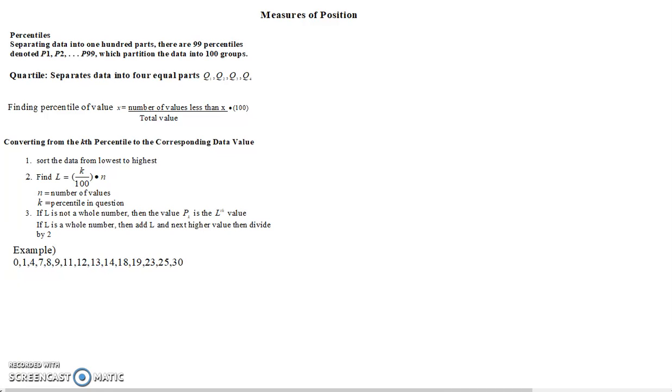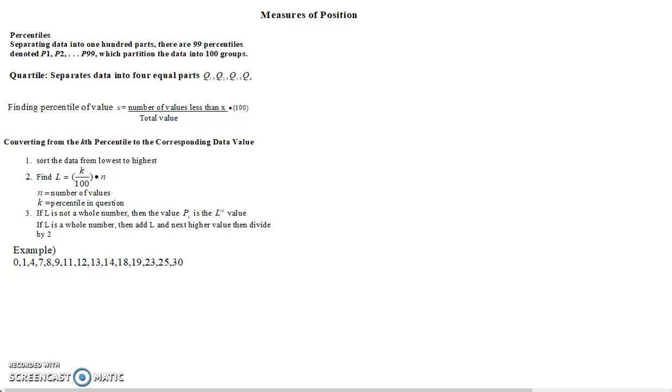Okay, so we're going to look at the percentile first. There are 2 different things that we can find using percentile. The first one is finding the percentile of a value x. The other one is finding the value when you're given the percentile. So there are 2 different ways that we can find these values here.